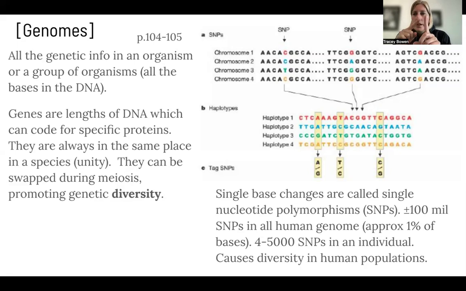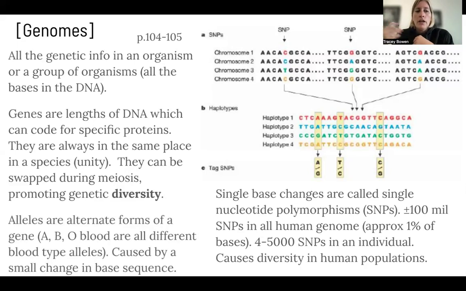But you can't switch like this part down here with that part up there because those are 2 different genes that code for different characteristics, as opposed to being 2 different alleles, which are alternate forms of a gene. So for example, A, B, and O blood are all different types of the same gene that cause blood type.